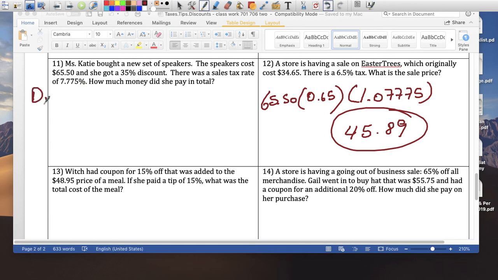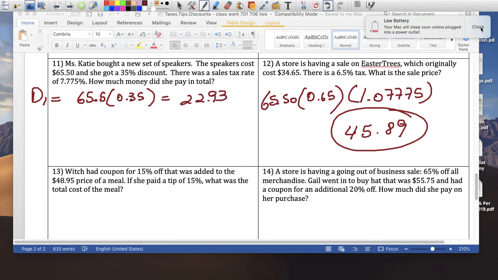Let's see if we get that. So first thing we do is find the discount. So it's 65.50 times 0.35. If you do that, 65.5 times 0.35, you get that the discount is $22.93. Well, let's subtract. So we have $65.50, which was our original price, minus a discount of $22.93. It's going to give us 65.5 minus 22.93. The discounted price is $42.57.